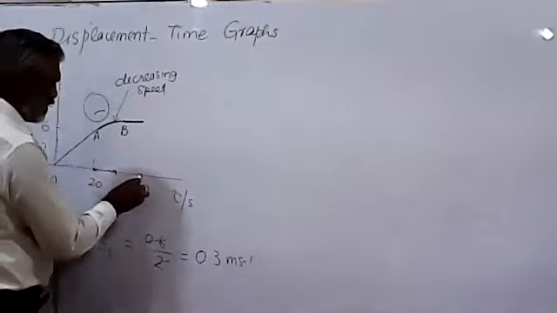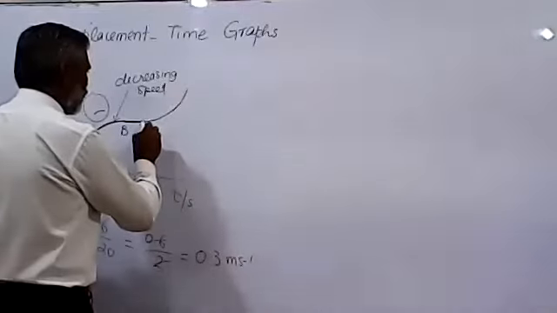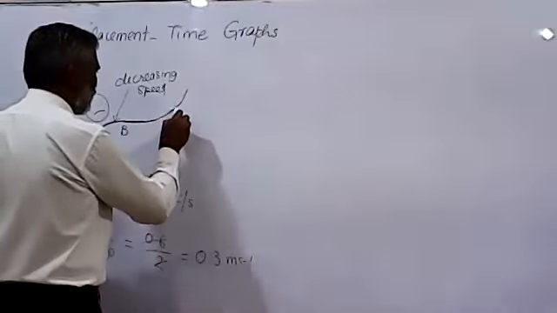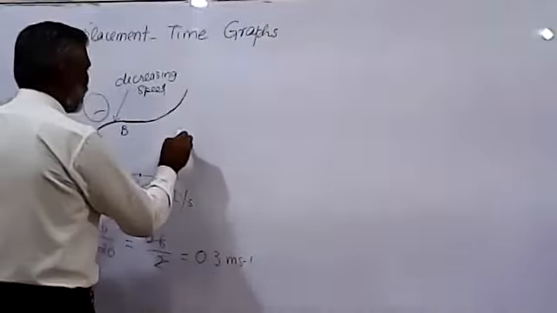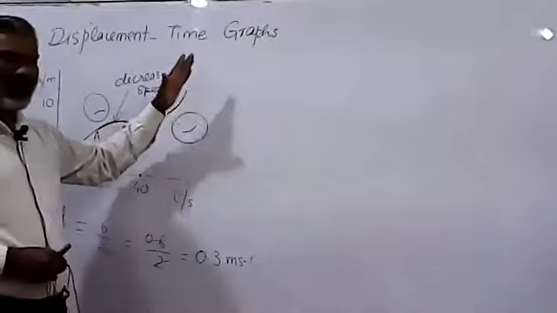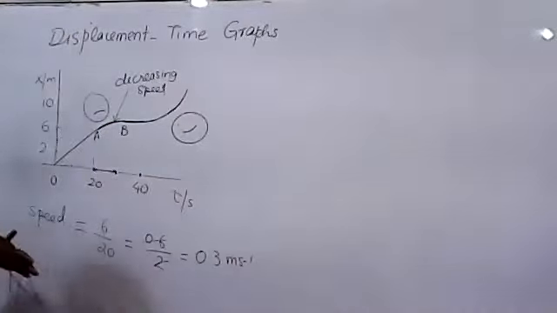But then if it moves like this, what does this mean? This is a curve, like you have a curve on the happy face. That means the speed is increasing now gradually.